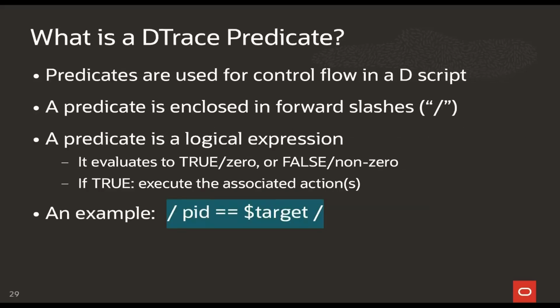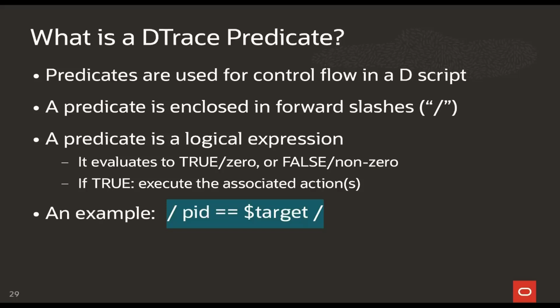The predicates, I just talked about it, but let me repeat it. They're very important in DTrace. They're used for control flow. A predicate is enclosed in those forward slashes, as you saw, and it's a logical expression. It evaluates to true, or better said non-zero, or false, or better said 0.